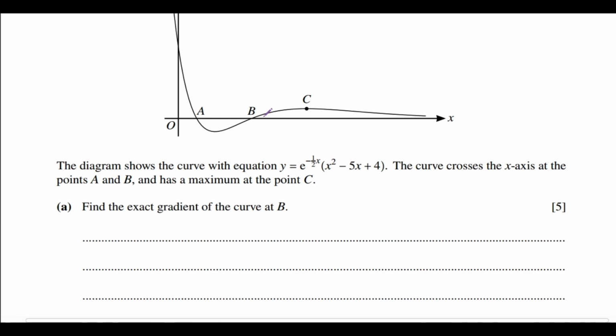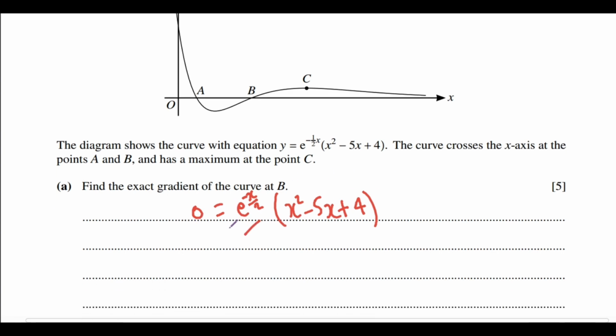That means at that point y is equal to 0. So 0 is equal to e to the negative x over 2 times x squared minus 5x plus 4, right? Well, this has no solutions. If this is equal to 0, there's no solution, so we don't need to worry about that. And you'll see why in the logarithms video. So now you're left with x squared minus 5x plus 4 is equal to 0.